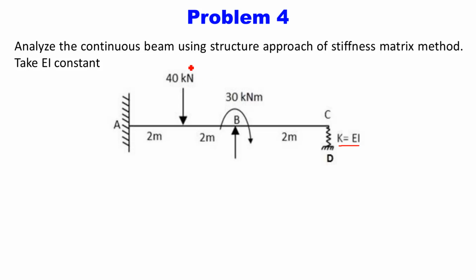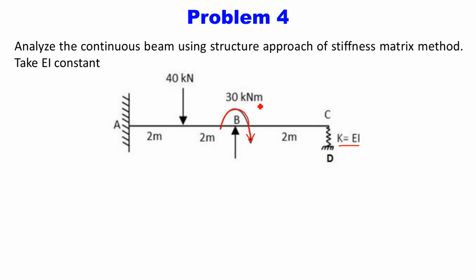As far as loading is concerned, AB span is subjected to central point load of 40 kN, and at point B there is an external moment acting in clockwise direction. This is clockwise moment. Magnitude is 30 kN/meter. Question is to analyze the beam using stiffness matrix method.